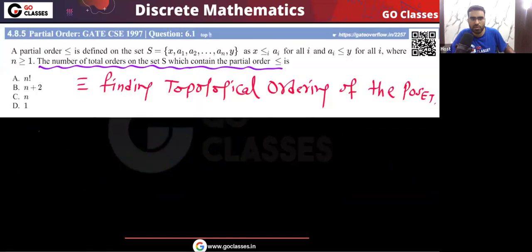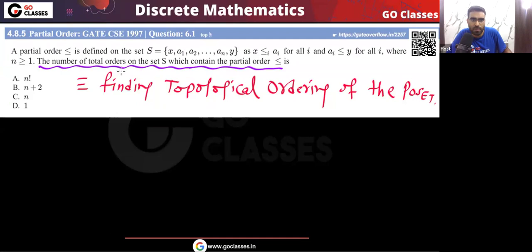Now let me tell you one more thing. Many students can solve this question, but they don't have the proper understanding. You will find that many students cannot tell you why they are finding the topological order. For this question, total order containing partial order, they will find the topological order, but they will not be able to tell you what this actually means. Many students will be able to solve it and tell you the answer is n factorial.